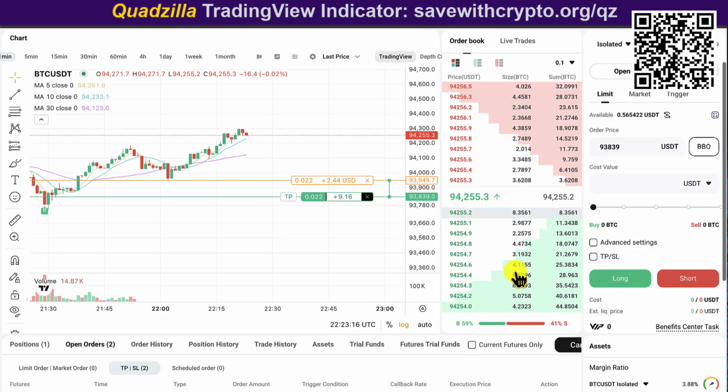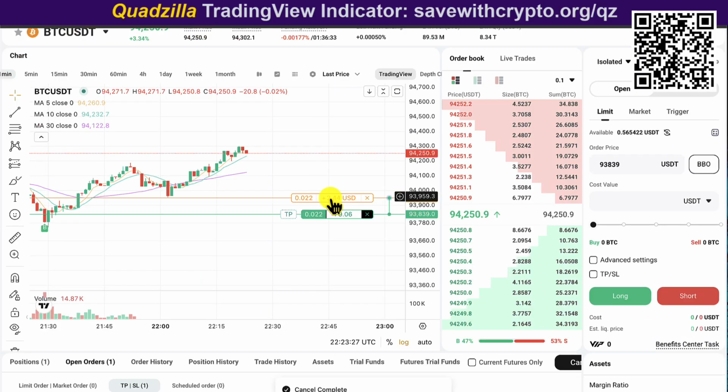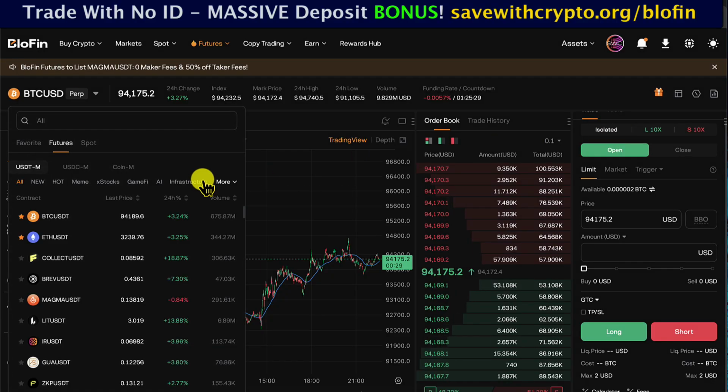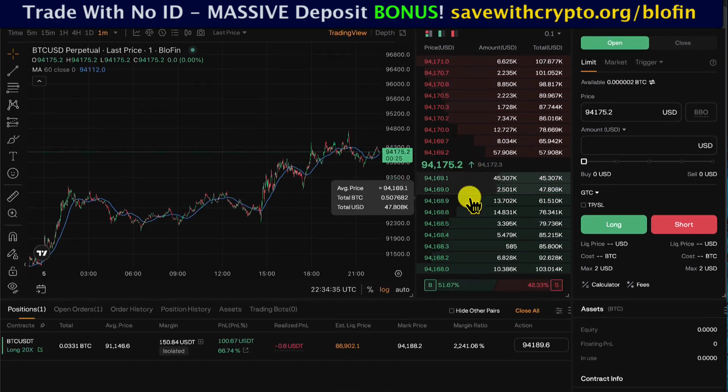So I think I'm going to cancel that, and I'm going to do it manually. So I might just move this up a little bit. At least I can move that. So let me just show you on something like Blofin, the kind of trailing stop loss that I like. So this is a trade.